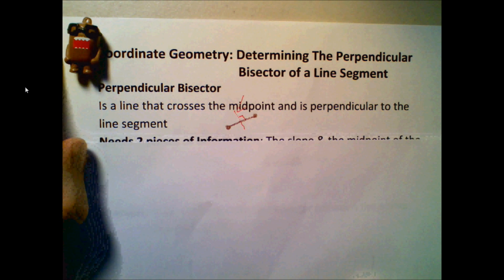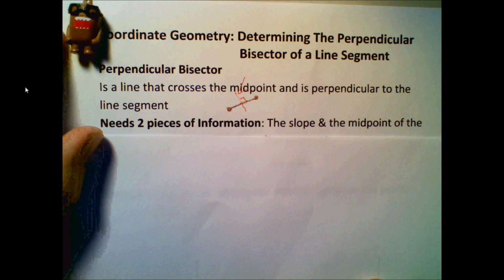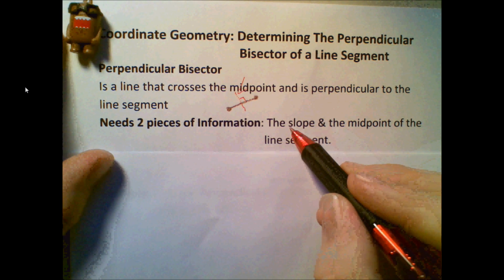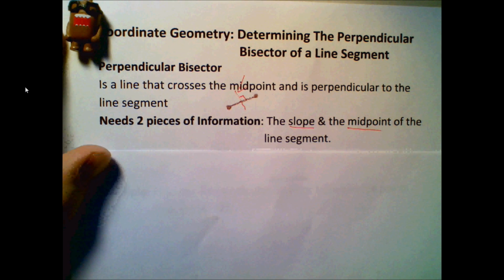Okay, let's take a look at what exactly we need. We need 2 pieces of information. We need the slope and the midpoint. And those 2 things you should know how to do. So let's move on to an example.